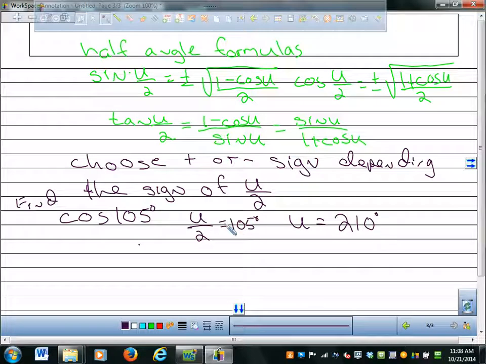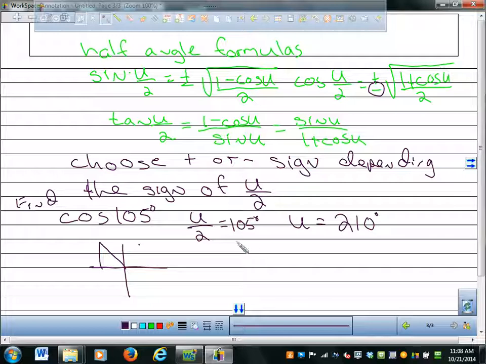Okay, so if I were doing this, u over 2 equals 105 degrees. So which quadrant is 105 degrees in? It's in the second quadrant, okay? Is cosine negative or positive in the second quadrant? Negative. So when I use this formula, I'm going to take the negative part of that formula. See? Okay? Because u over 2 is negative in the second quadrant. Okay, that's how you know whether to use positive. Not where u is negative or positive, but where u over 2 is negative or positive.